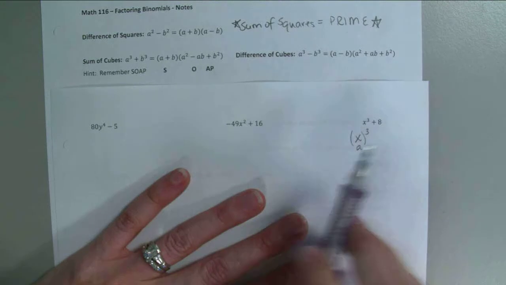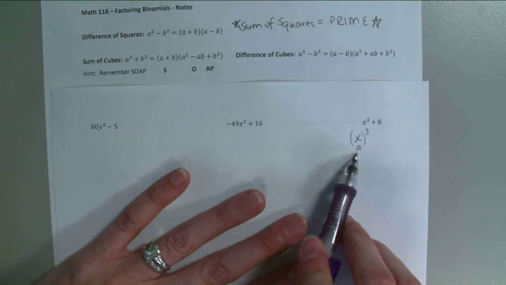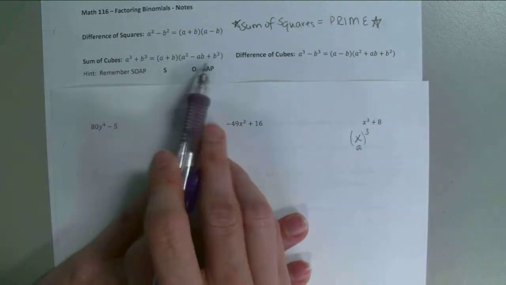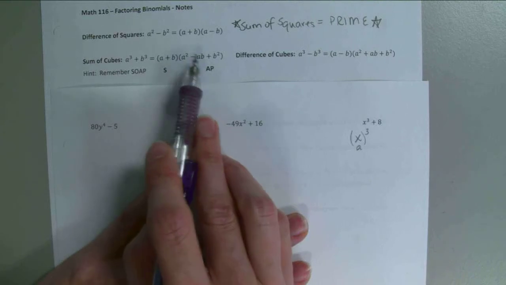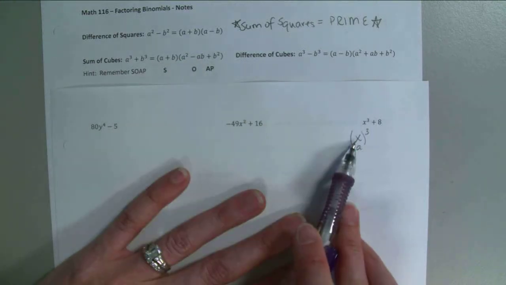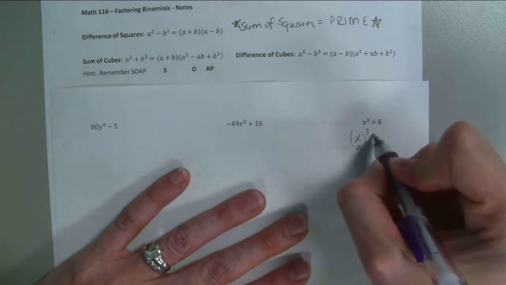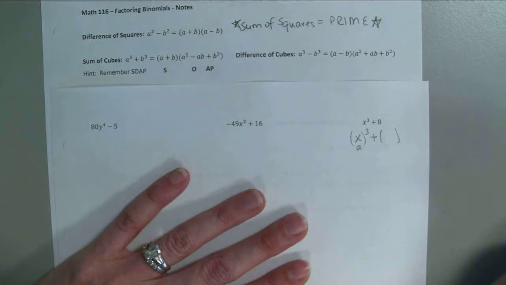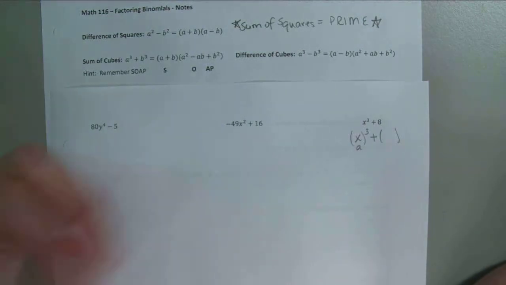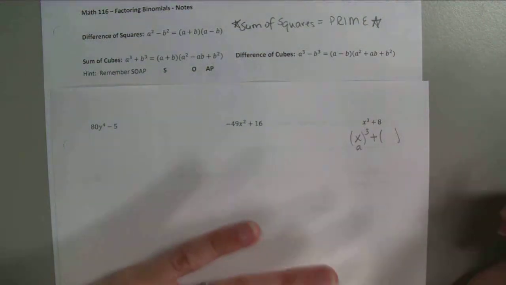And why that's important is because now that we know that's our a, in this formula up here, guys, everywhere we see an a, guess what we're going to put? Just x, all right? And then we have plus. We're not as familiar with cubes, but does anybody know what you cube to get 8?